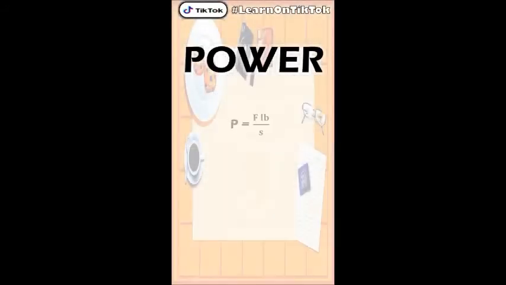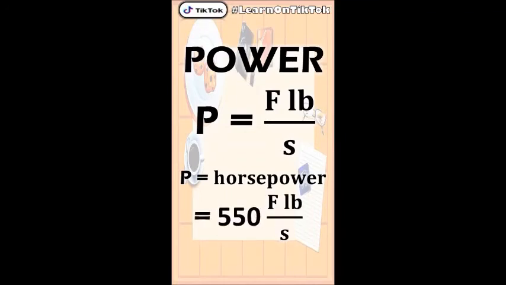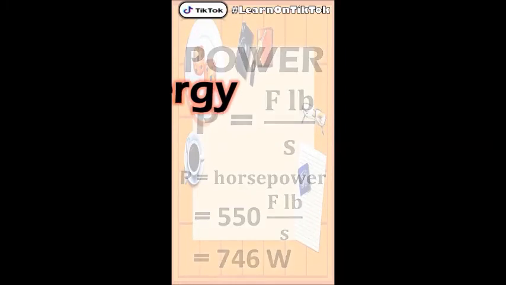In the British system of units, power is expressed in foot-pound per second. For practical purposes, a larger unit is used, the horsepower. It is equal to 550 foot-pound per second, which is also equivalent to 746 watts.